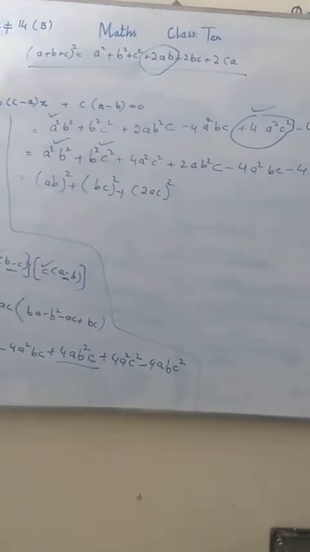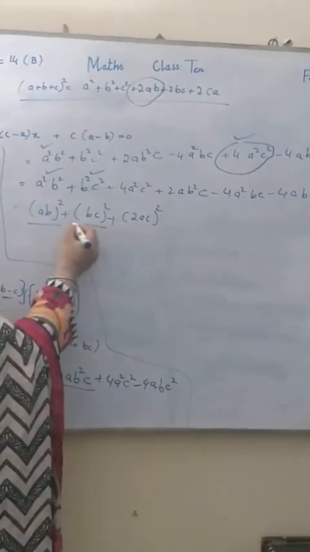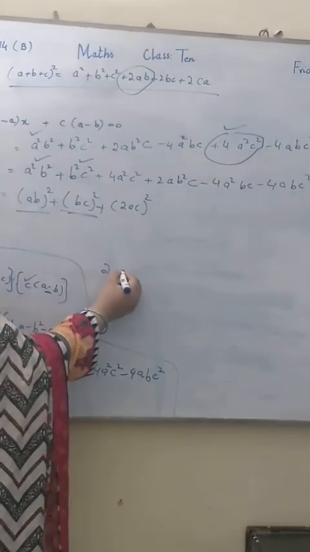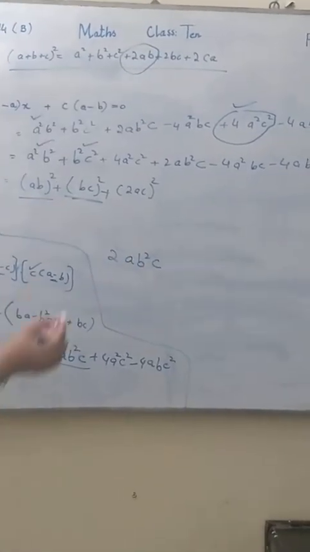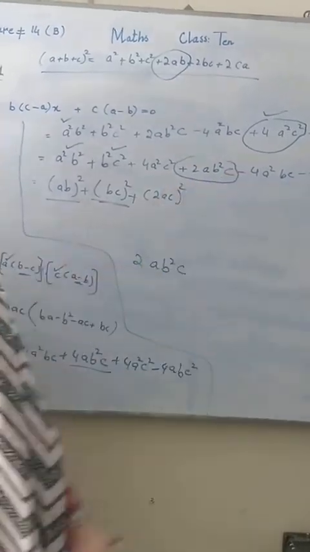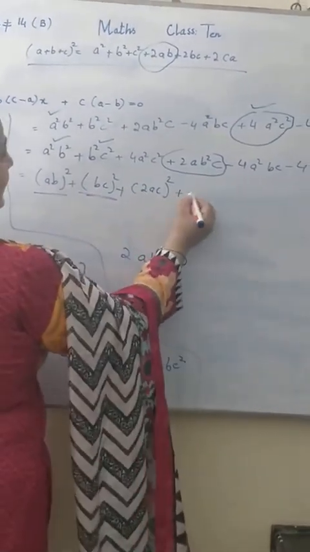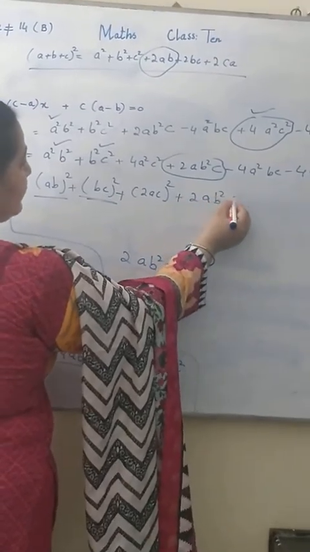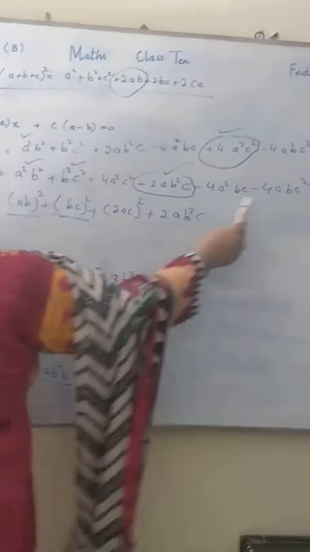Next we have 2ab. Now we will roughly check. This is a and this is b. What will be 2ab? 2ab square c. Do we have any value of such type? Yes, we have 2ab square c. So this is a square, this is b square, this is c square plus 2ab square c. We have written this value. Now we are left with these two values.